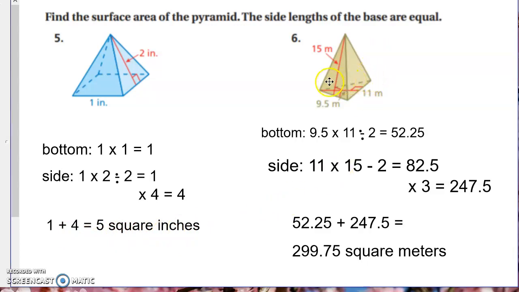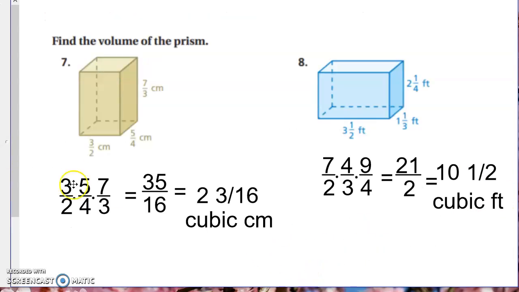Second one here is a triangular pyramid. So the bottom here is a triangle. It has a base of 11 and a height of 9.5. So 9.5 times 11 divided by 2 gives me 52.25. Now my side triangle here would be 11 times 15, divided by 2, and that gives me 82.5 for the side right here. Now there's 3 of those sides going around, so I times that by 3, and I get 247.5. Then when I add the bottom plus the sides, I get 299.75 square meters.